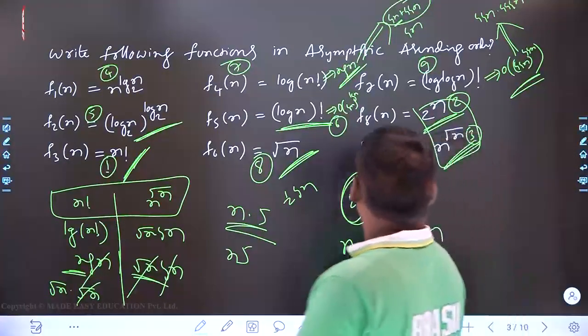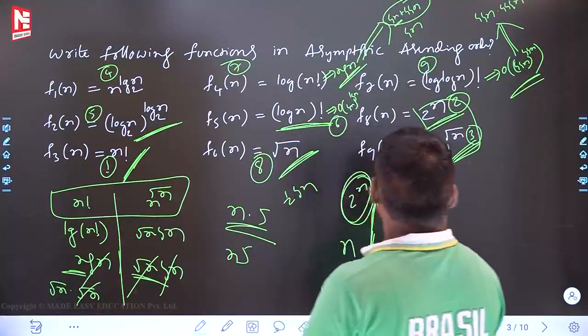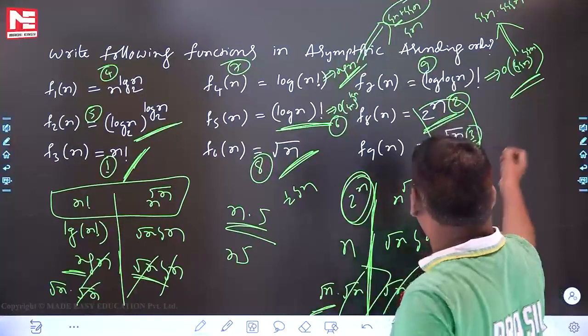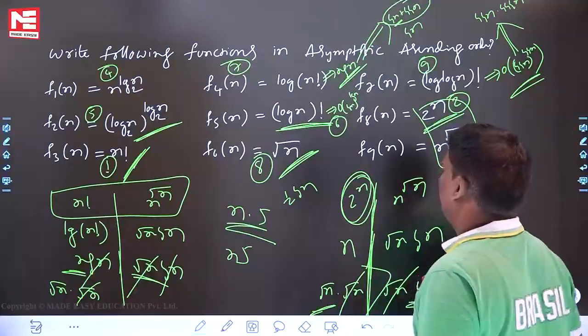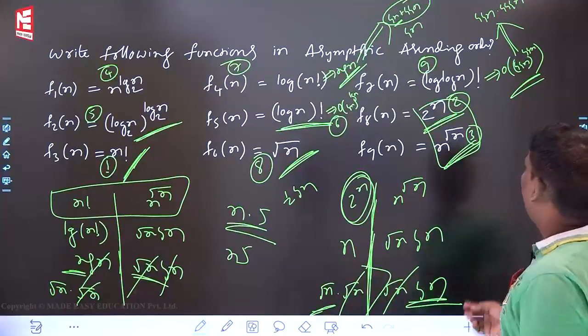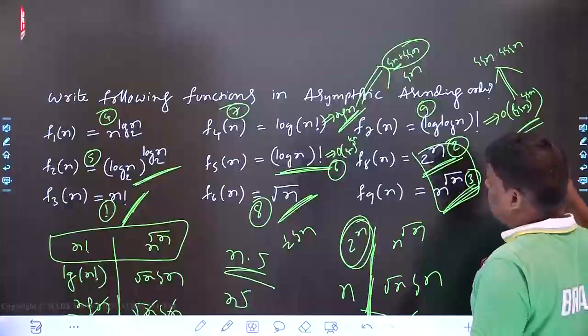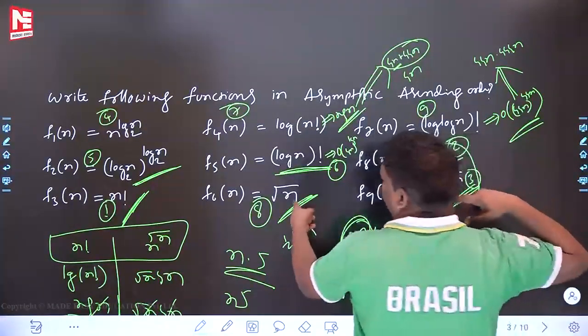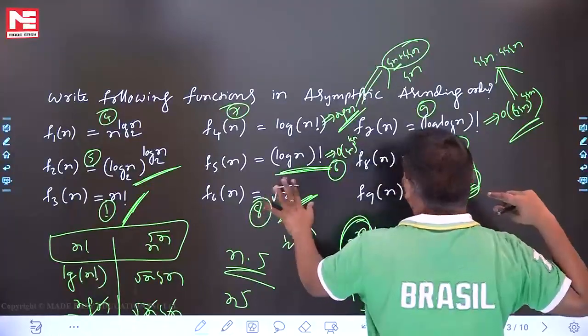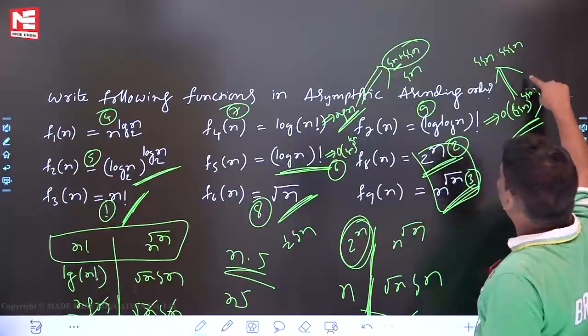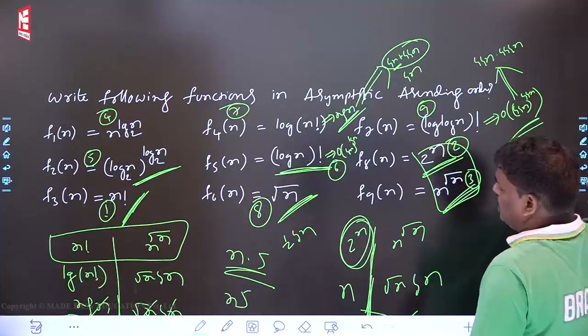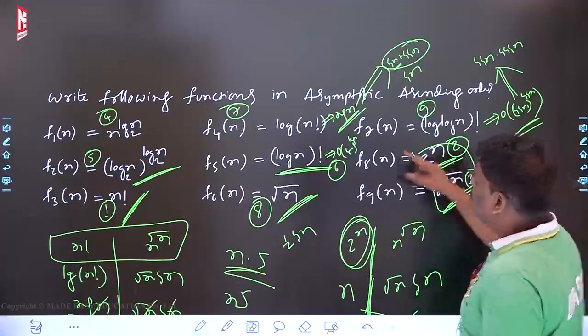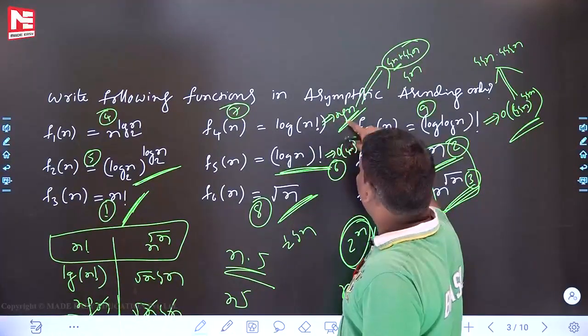What is the least one? Log n whole power log n. That is the least. I have taken the upper bound and still it is smaller. If you apply log here, log n into triple log. If you apply log here, 1 by 2 into log n. Here it is going to be log n into log n. This is bigger.